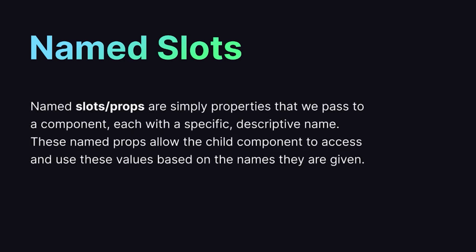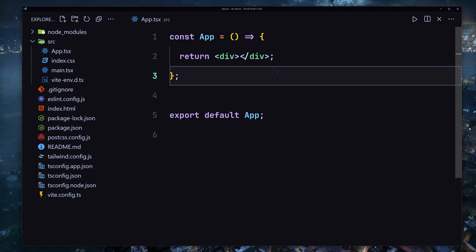So the named slots or props are simply properties that we pass to a component, each with a specific descriptive name, and these named props allow the child component to access and use these values based on the names they are given. So that's also it about the theory about the named slots. So now let's talk about the named slot.